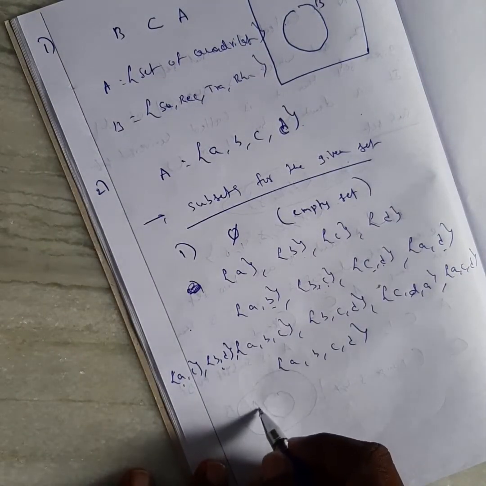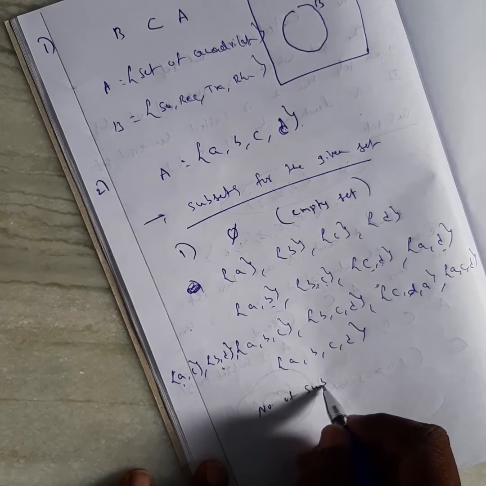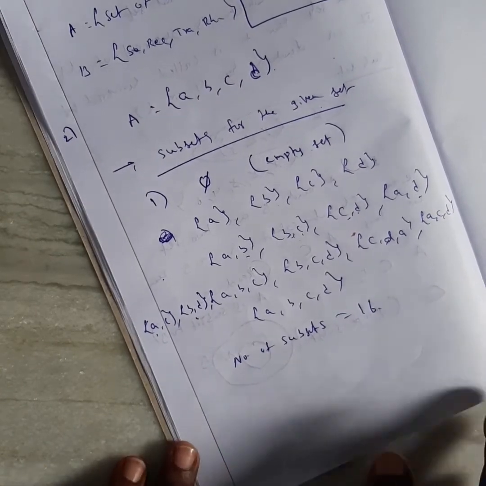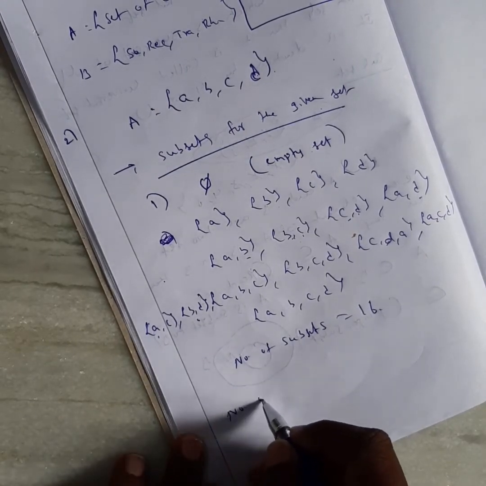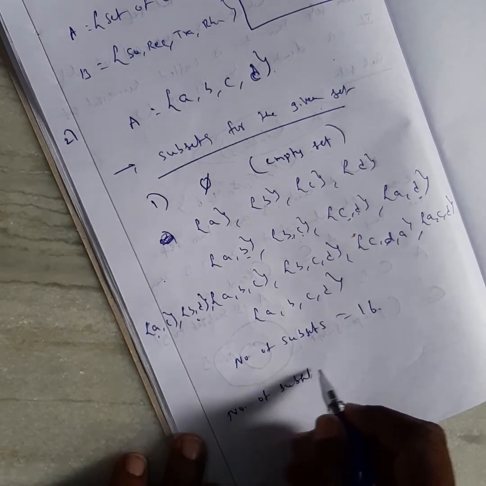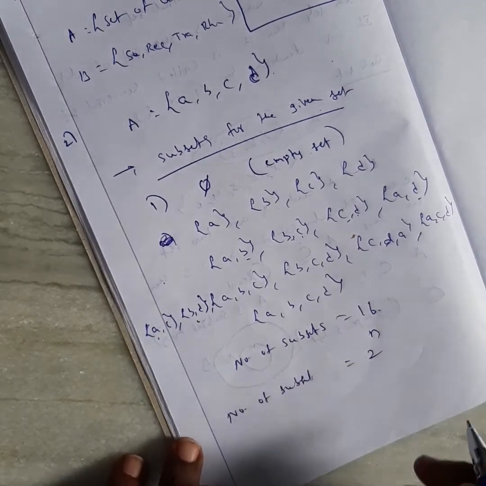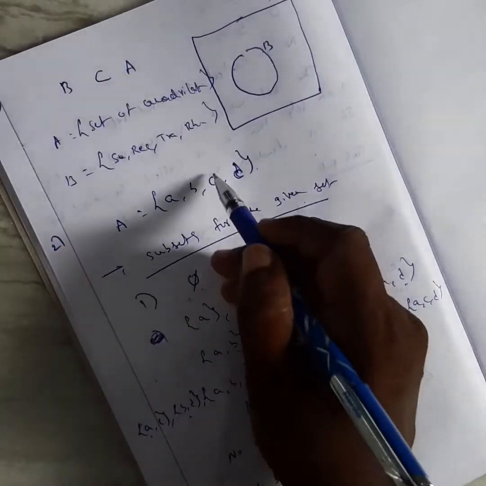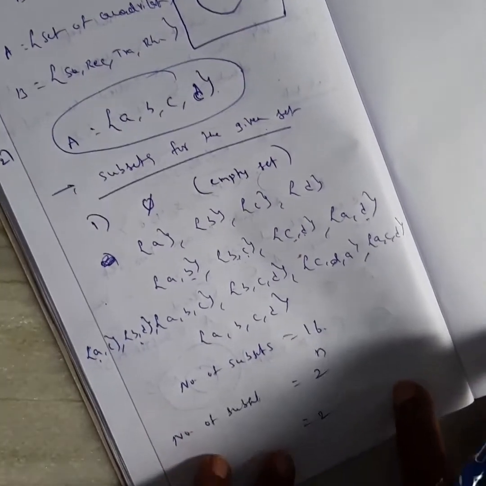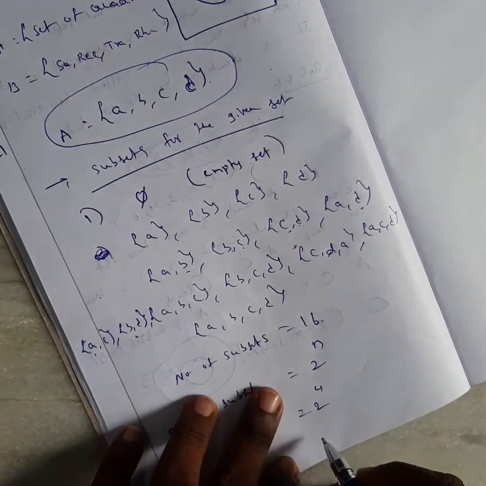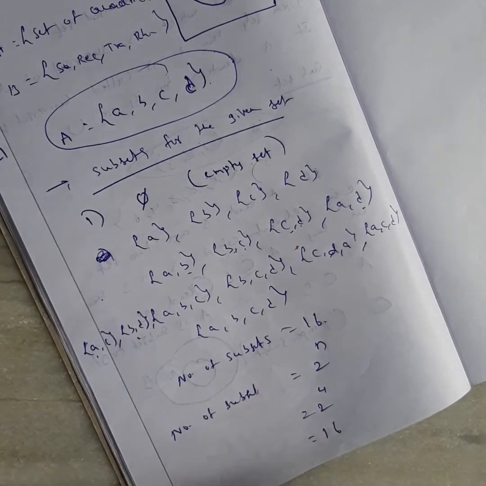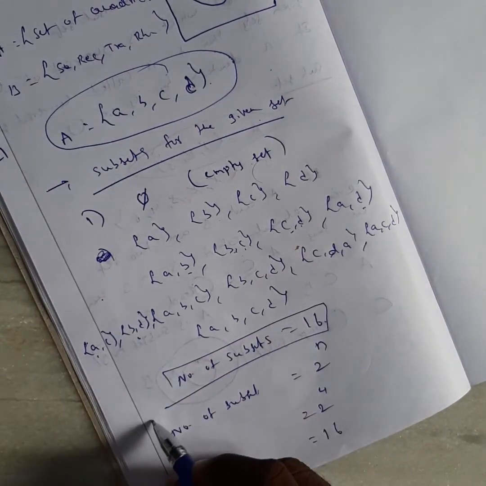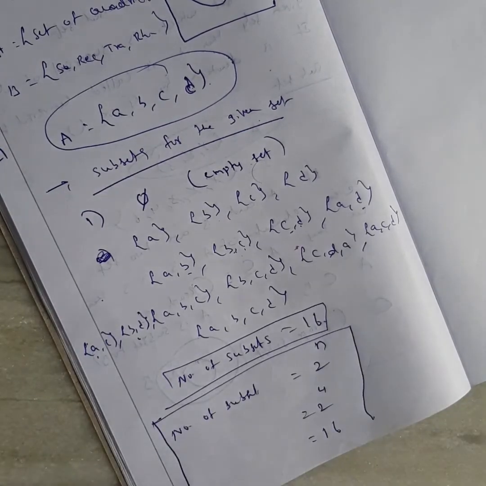How many subsets are you having? You are having 16. There is also a formula. Directly you can write: number of subsets is equal to 2 to the power n, where n is the number of elements of the set. How many elements are there in the set here? 4 elements. That means 2 power 4, which is 16. So this is 2 power 4, where 4 is the number of elements. By the formula you are able to verify it directly.